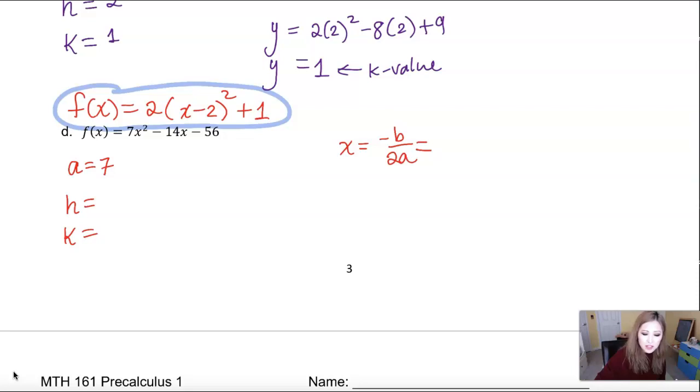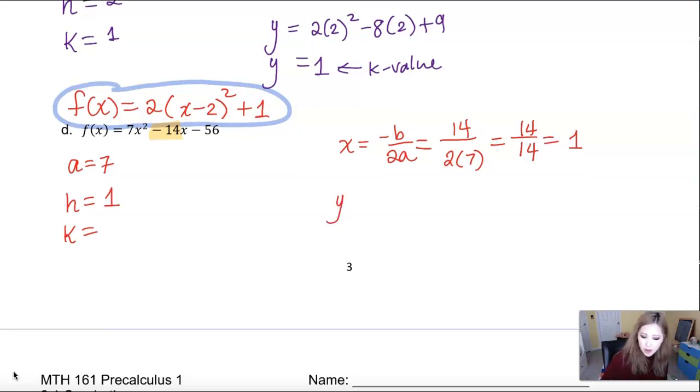What is the b value? B is equal to negative 14. So make sure to put positive 14 on the numerator. And let's divide that by 2 times 7, because A is 7. All right, then this becomes 14 divided by 14. Look at that. The x-coordinate of the vertex is 1. That means it's shifted 1 to the right. So I'm going to go ahead and say h is 1.